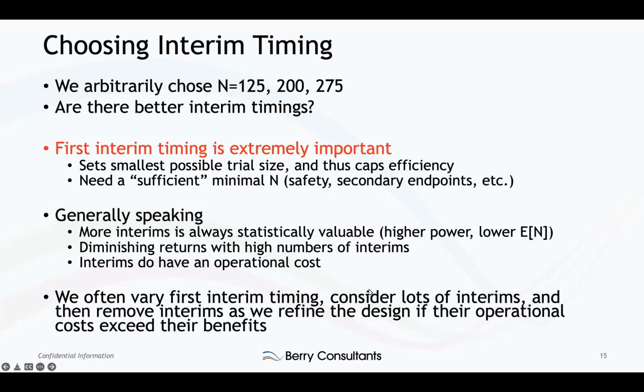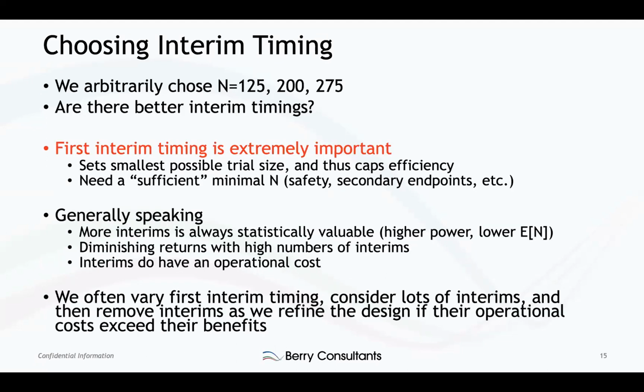And so what we often do in design is we spend a lot of time talking about the first interims. We may design the trial with a lot of interims, just trying to see what's the maximum we can get out of it. But then as we refine the design, we'll start to remove those interims. Maybe we designed it with 7 or 8 interims, but let's try it with 4, let's try it with 2, and see if we get most of the benefit. And we might want to remove those because they're too costly. And we would present that to a client.